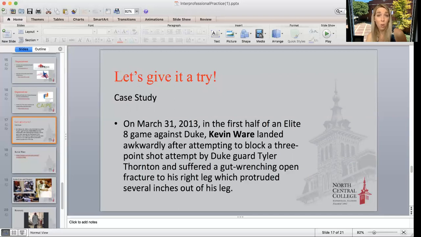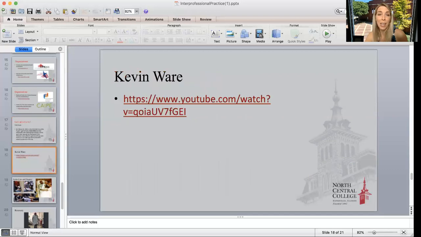So if and when you click on the link, which is here, just know that you will see the actual open fracture. So those of you that might have a weak stomach or be uncomfortable with that, fair warning that you will see the actual injury here.